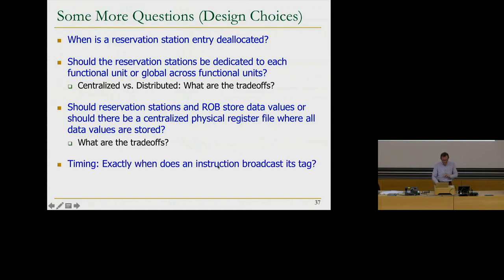Okay, timing, I'm going to skip this, but think about exactly when does an instruction broadcast its tag. You need to time this well so that you actually don't increase your critical path clock cycle time. I'll get back to this physical register file with examples from real engines. So there are many, many other design choices for out-of-order execution engines that I'm not going to cover, and other things like exceptions actually complicate this a bit also.